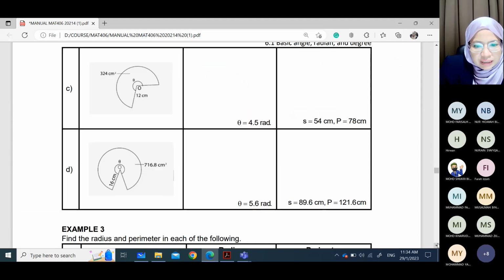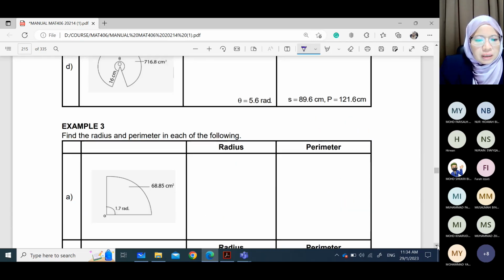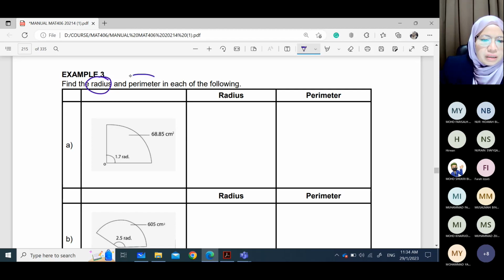Okay, so yang lain ni boleh buat lah. Ada jawapan bawah ni. So boleh buat. Okay. Sama jugalah ni. Find radius and perimeter in each of the following. So dia bagi area dan juga angle. So area ini adalah 68.85 and the angle here is 1.7 radian. So radius, tulis balik formula bagi area.